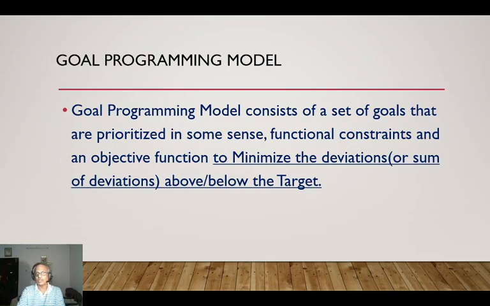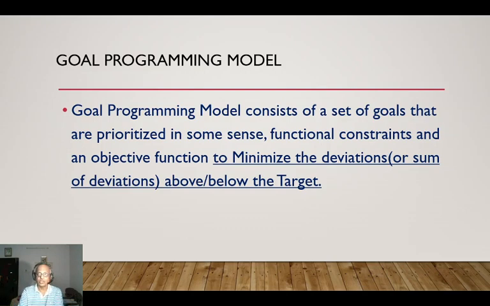So a goal programming model consists of a set of goals that are prioritized. In some sense, you will have to give a priority. Suppose, for example, whether profit is a priority or raw material cost reduction is a higher priority than profit. This management will give you. And an objective function to minimize the deviations. So in a goal programming model, what you actually minimize are the deviations, or it may be the sum of deviations, above or below the target.